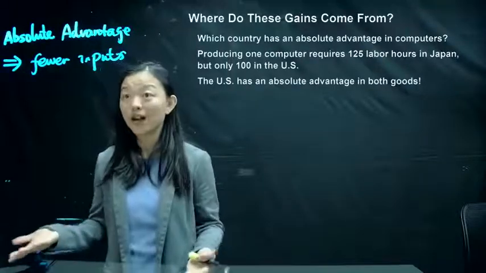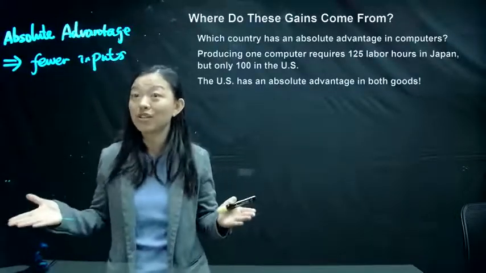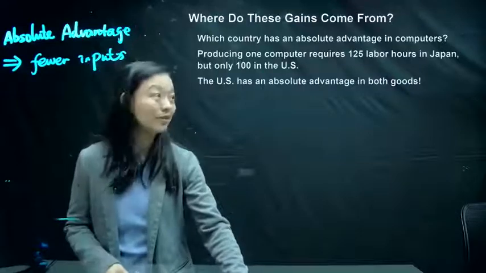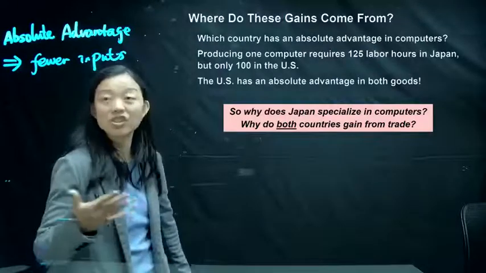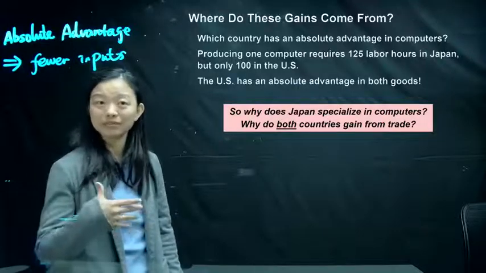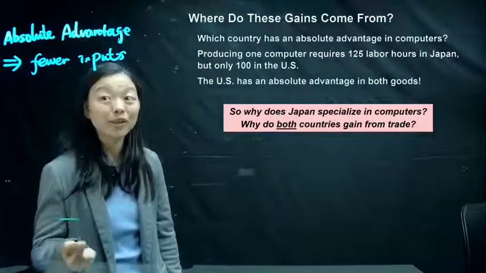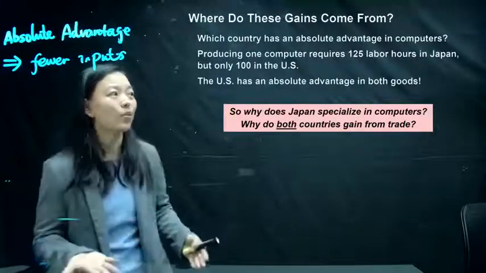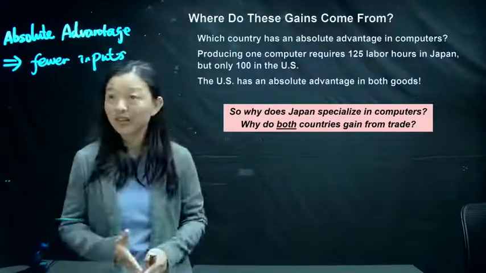Because we notice now the US has absolute advantage in both goods, and Japan has no absolute advantage. Does that mean Japan doesn't need to produce anything? Of course not. So why, in our example, does Japan just specialize in computer production? Do you still remember the practice question that we just did and I analyzed? Japan will produce 240 computers and 0 tons of wheat. So why does Japan specialize in computer production? And why do both countries gain from trade?